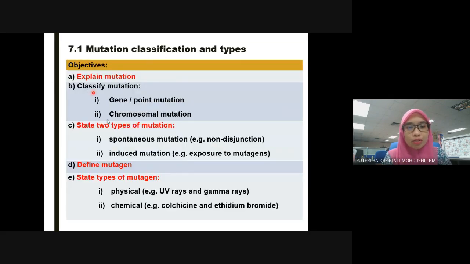Okay, these are the learning objectives that you need to know in 7.1. Explain mutation, classify mutation, gene mutation, point mutation, chromosomal mutation, state two types of mutation, spontaneous mutation, induced mutation, define mutation, state type of mutation, physical and chemical.